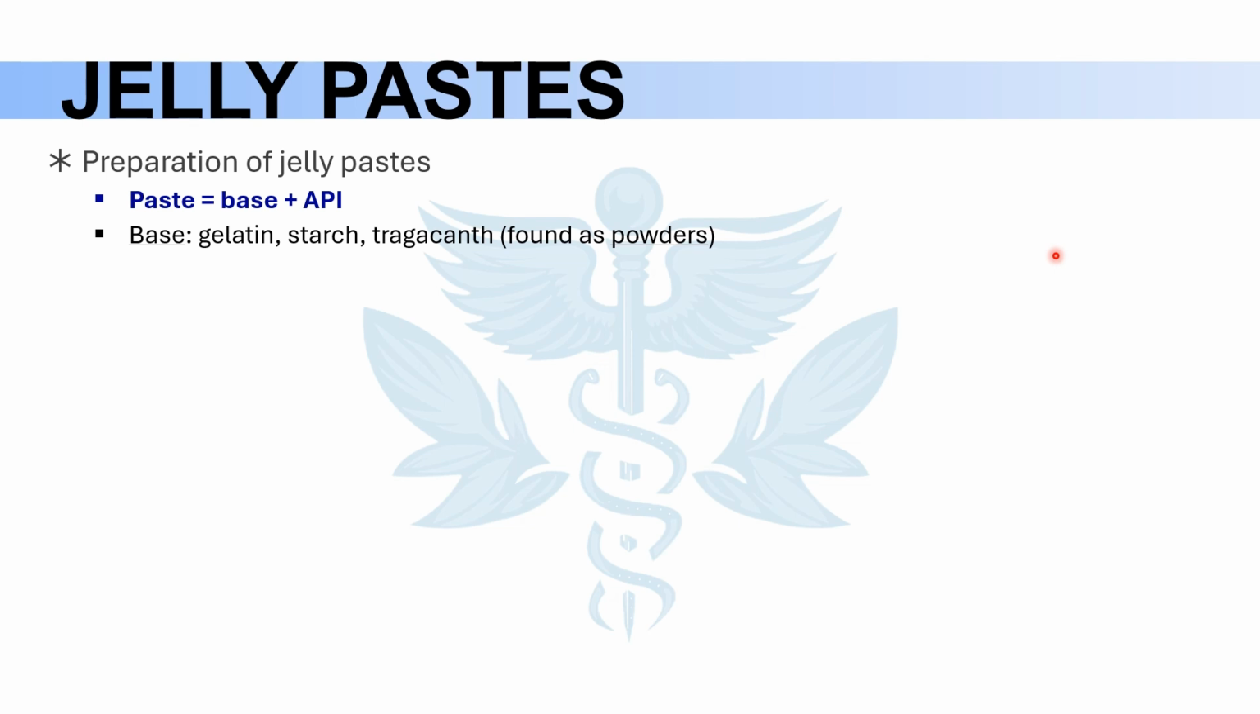We know that to form a paste, we need a base and the active constituent. And we established that our base can either be gelatin, starch, or tragacanth. And by the way, all of them are initially found as powders. Jelly pastes are water-soluble, so they also need to have water content in them, and therefore we add water as well. So basically, we should add water to the base to give us our paste, right?